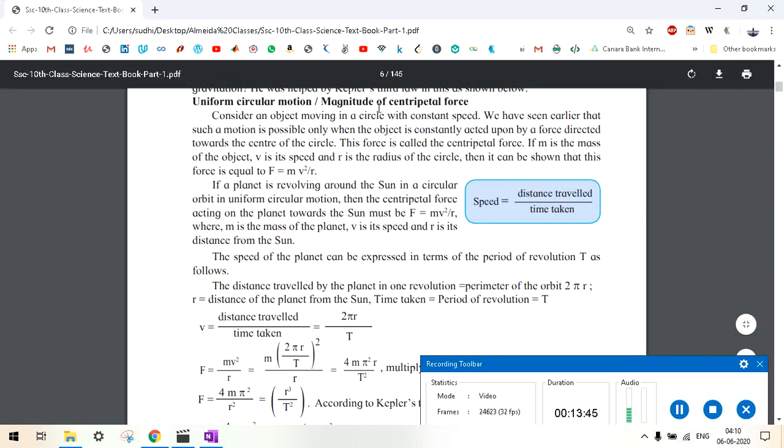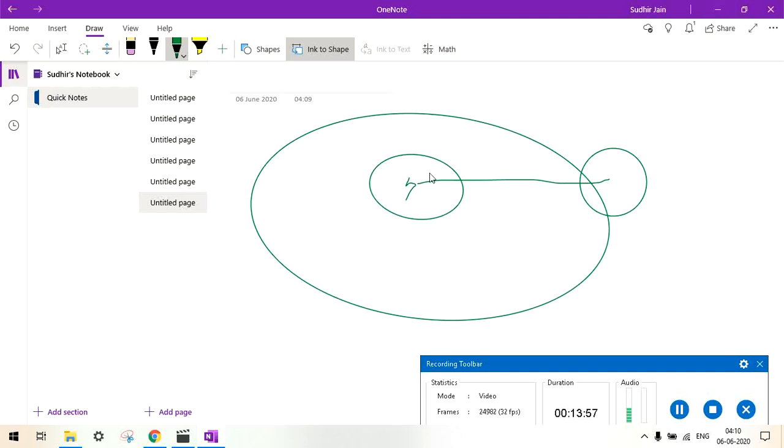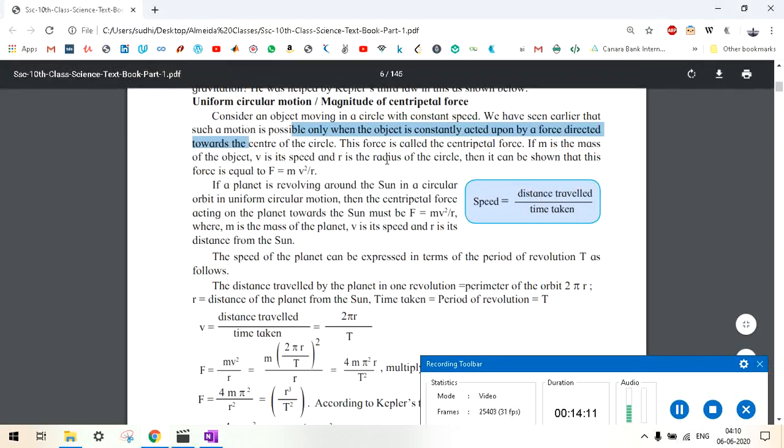So this is what is written here: we have seen earlier that circular motion is only possible when the object is constantly acted upon by a force directed toward the center of the circle. Now this sun will exert an attractive force on this planet, which is called gravitational force, and it acts toward the center because the sun is at the center of this orbit. So that is why the circular motion happens. Now let's go back here. The force is called centripetal force.